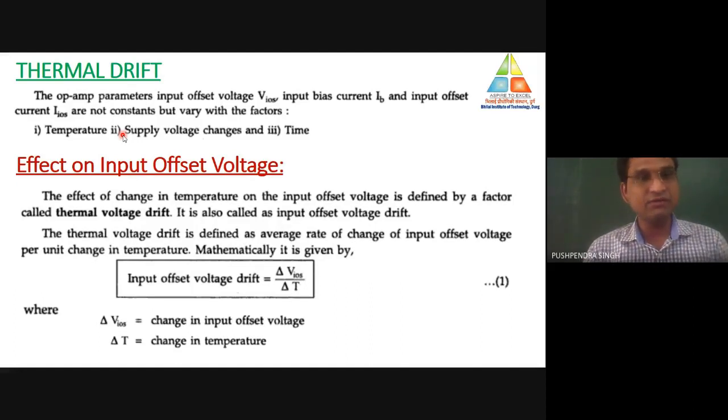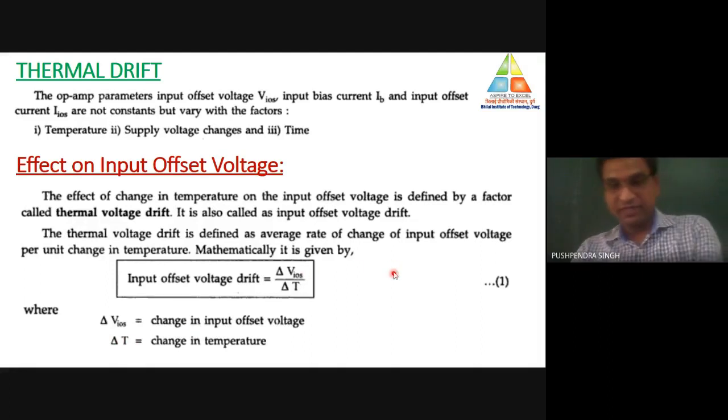Change in the parameter value due to temperature is called drifting. So if input offset voltage is changing with respect to temperature, that is called input offset voltage drift. Input offset voltage drift is nothing but the ratio of total change in input offset voltage with respect to temperature, which is denoted as del VIOS. IOS here represents input offset: I for input, OS for offset. So change in input offset voltage del VIOS divided by del T, where del T is change in temperature.